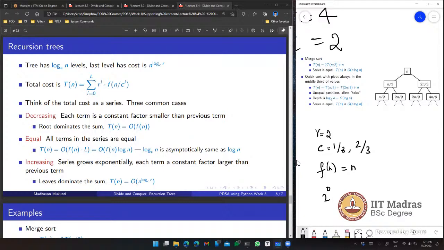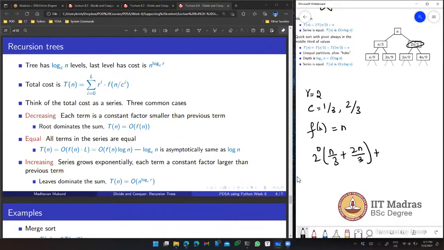It will be order of n by 3. Then for this one, it will be order of 2n by 3. Then it will be order of n by 9 to 2n by 9. It goes on. So n.